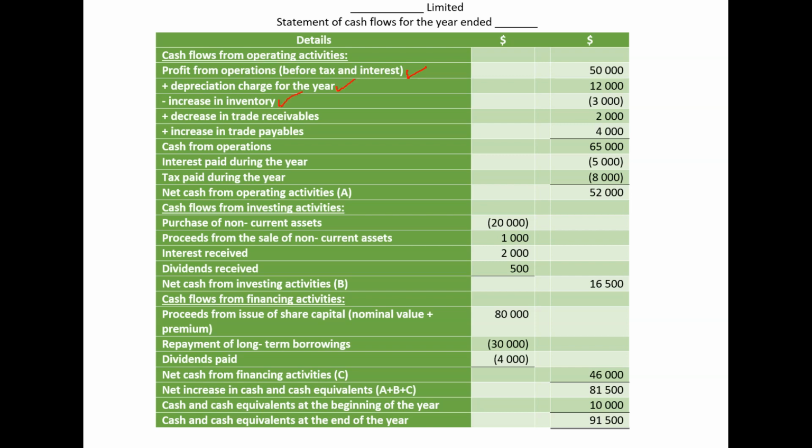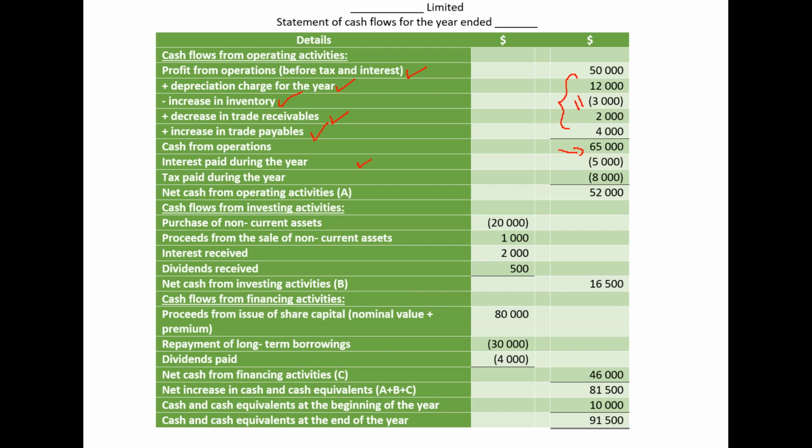We will subtract any increase in our current assets. That is why you see that there is a bracket around this figure, because it is subtracted. We will add any decrease in our current assets. We will add any increase in our current liabilities. After we have totaled all these figures, we will get our cash from operations, that is 65,000 in this case.